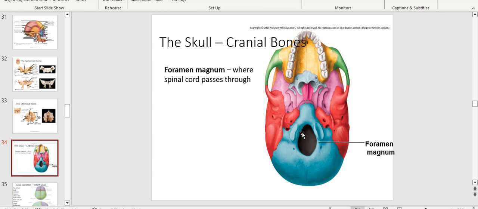Now, this is not the biggest foramen in the body. The biggest is located in the hips. The two hip bones have the foramen obturator, which I'll show you in a little bit.